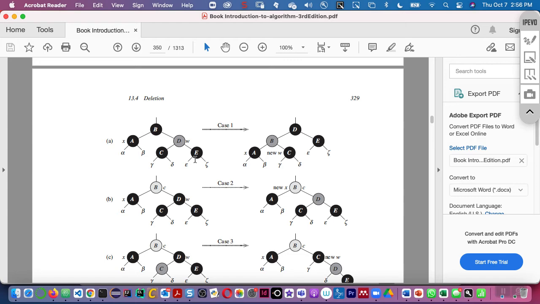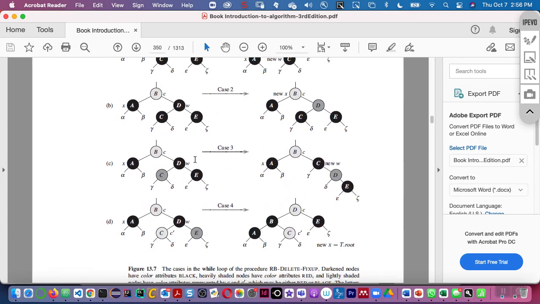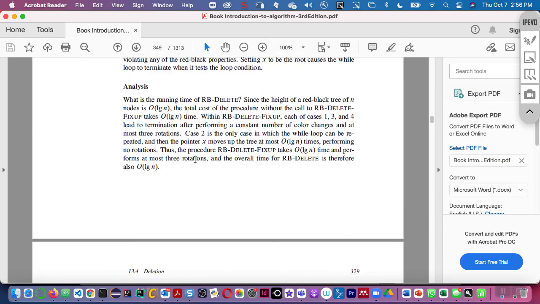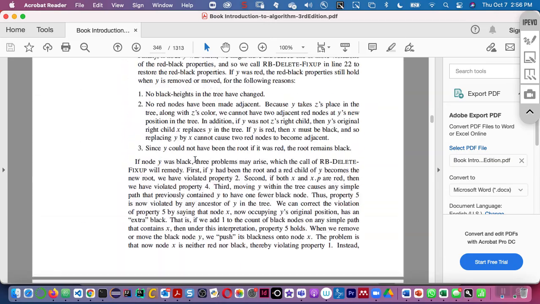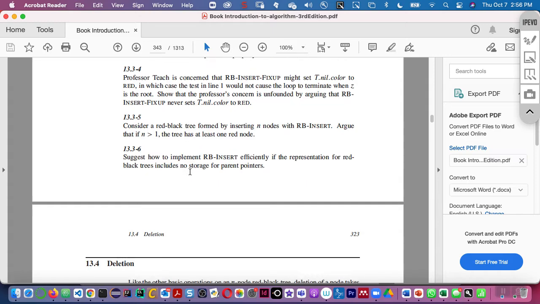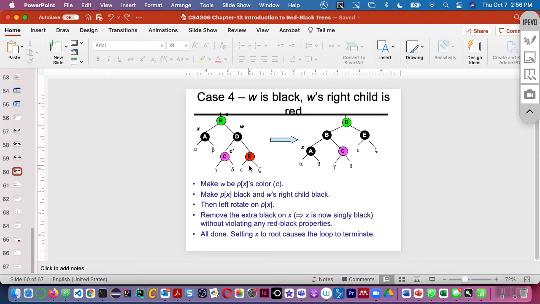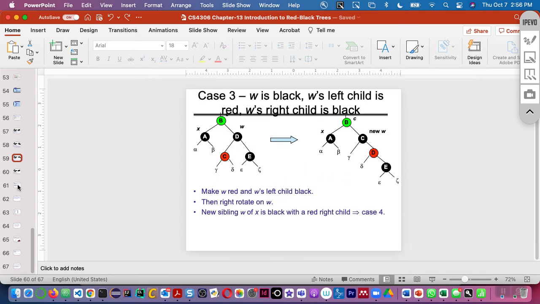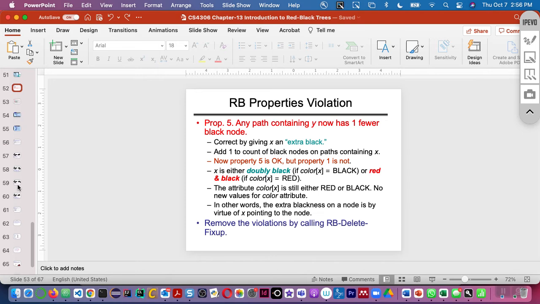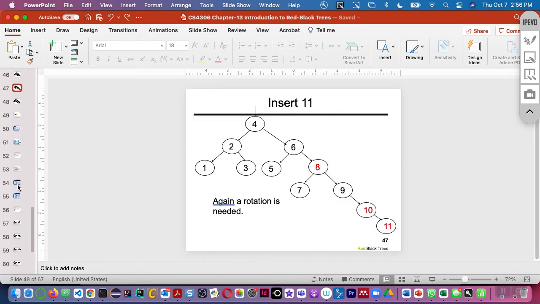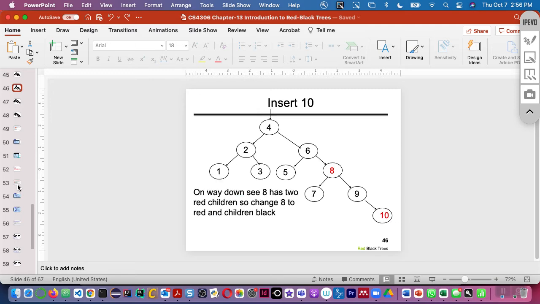Case 1, delete. The example, an easy example I'm looking for. The rule is that if you want to delete... Why do you have a BST? This is a BST. No, this is a red black tree, right?